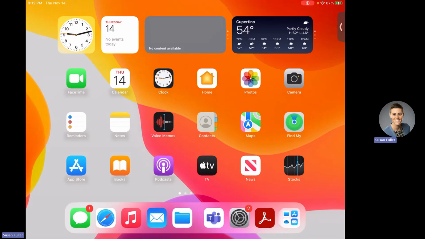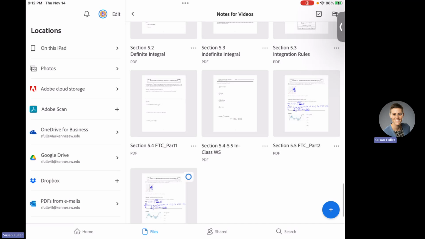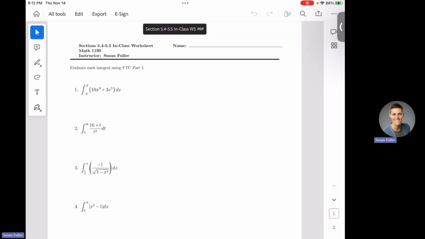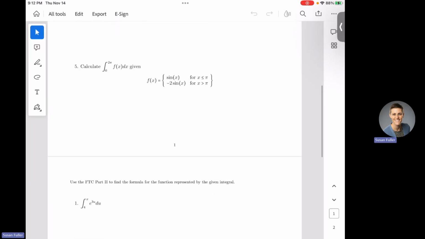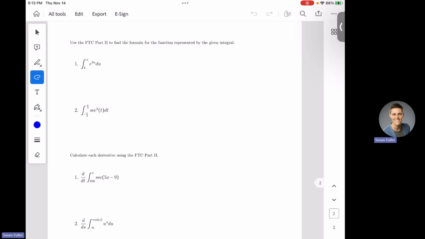Okay, for extra practice, this in-class worksheet that I handed out today, we kind of worked through a lot of that stuff at the beginning. Let's work through the stuff on the back, and we'll figure out how to make this all work and practice the section 5.5 stuff. Okay, so in this first bit, we're asked to use the fundamental theorem of calculus part 2 to find a formula for the function given here.